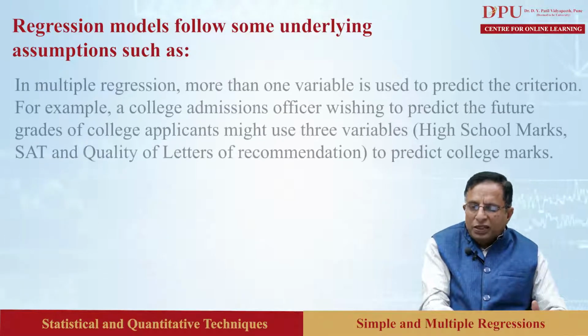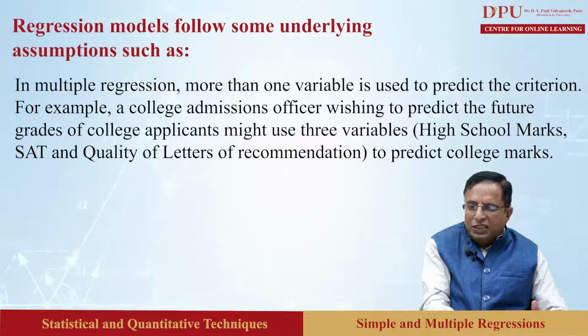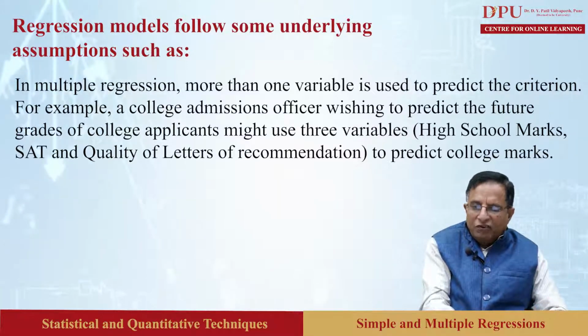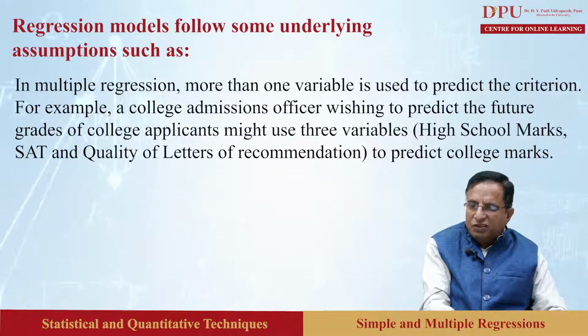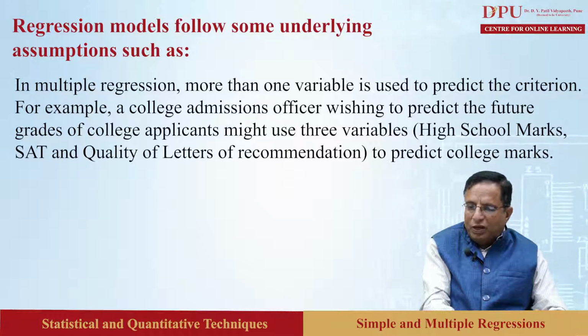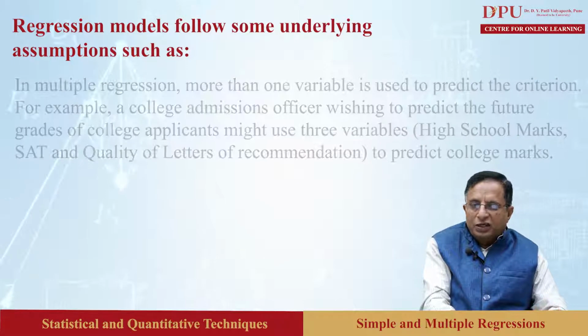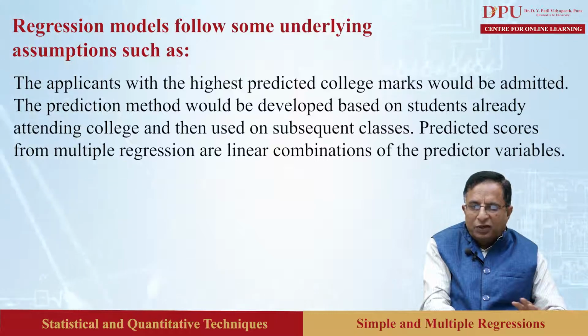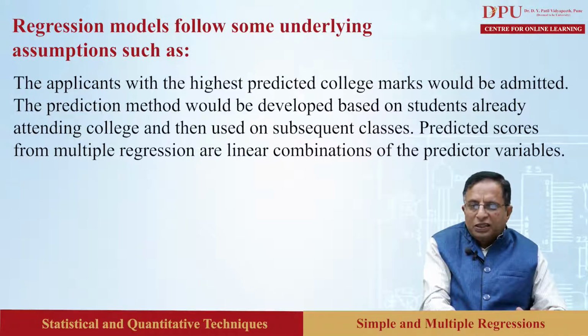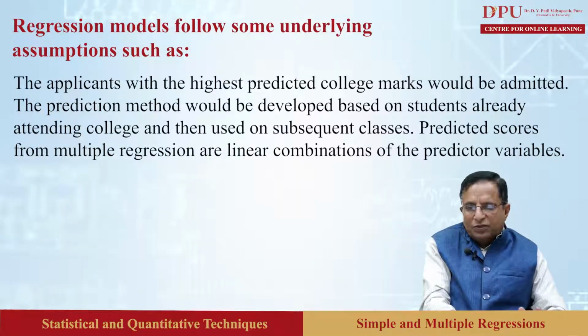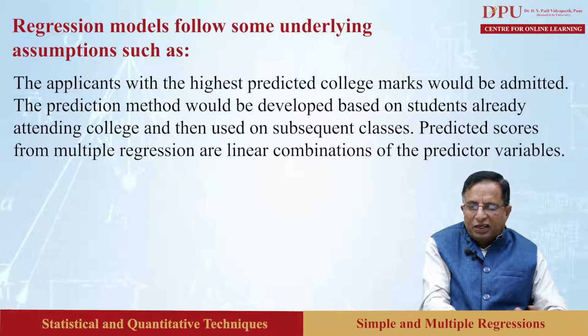x2 square. In multiple regression, more than one variable is used to predict the criterion. For example, a college admission officer wishing to predict future grades of college applicants might use three variables: high school marks, results of the SAT exam, and quality of letter of recommendation to predict college marks. The applicants with the highest predicted college marks would be admitted. The prediction method would be developed based on students already attending college and then used on subsequent classes. Predicted scores from multiple regression are linear combinations of predictor variables.